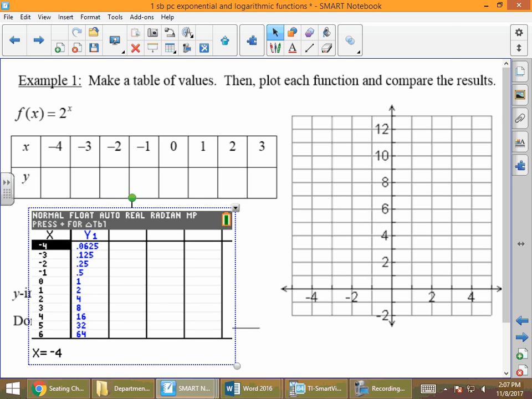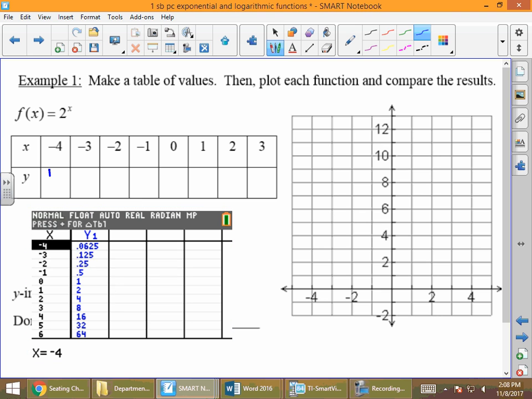But 2 to the negative 4th is 1/16, which is the same thing as 0.0625. So if you like 0.0625, put that in there. And 2 to the negative 3rd, we flip and change the sign of the exponent. So it's 1 over 2 cubed, which is 1/8, which has a decimal of 0.125. And 2 to the negative 2nd is 1 over 2 squared. We flip and change the sign of the exponent, which is 1/4, which is 0.25. And we continue this pattern here.